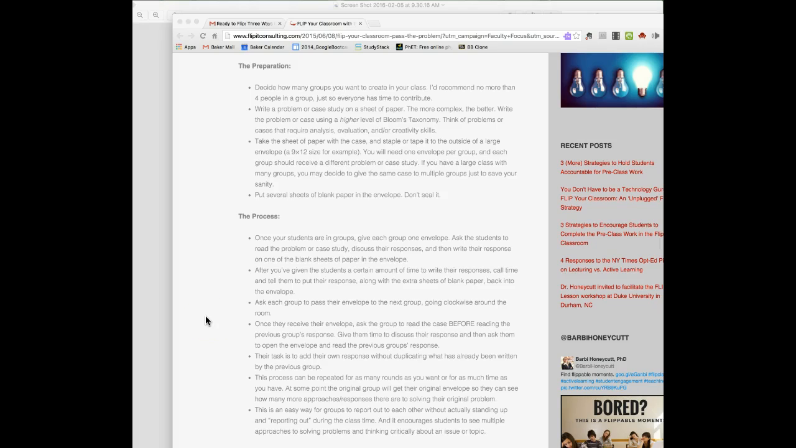I had to go out and actually link to the article. What I had on the screen before was a screenshot, which was why I couldn't launch it from there. But here is the information on the preparation for how this pass the problem cheat sheet activity can work. There are some bullet points there on the preparation and the process, and I'm not going to go over this in great detail, but you can pause it right here and either print out the screenshot or just take some notes yourself just to get some ideas.